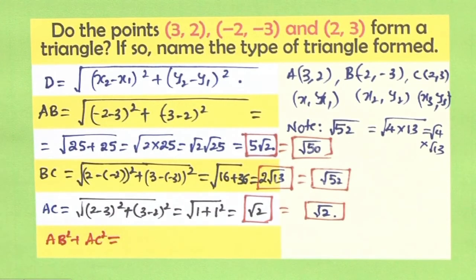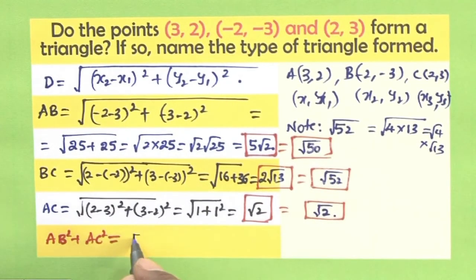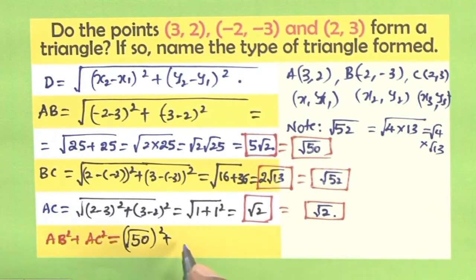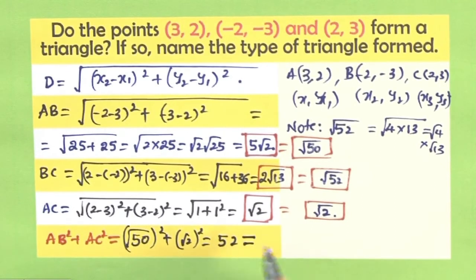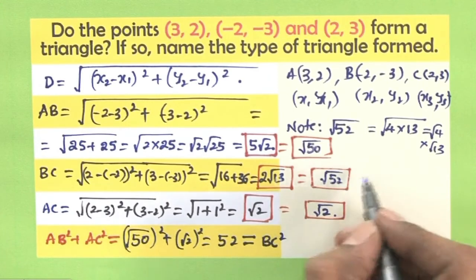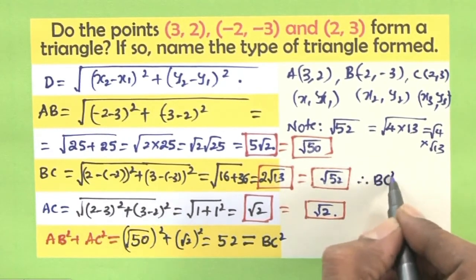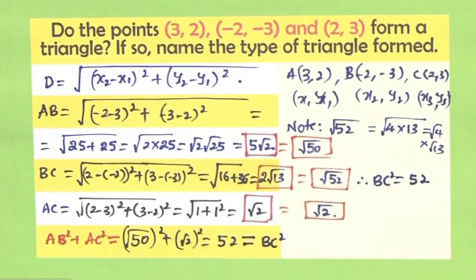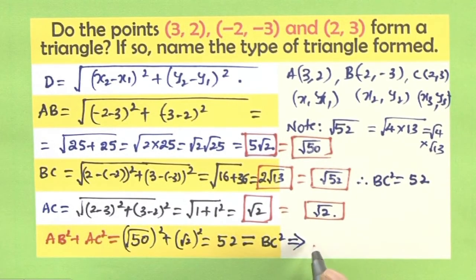So, if you observe carefully, AB square plus AC square is equal to, what is AB square? Root 50 whole square, that is 50. What is AC square? Root 2 whole square, that is 2. 50 plus 2 is 52. And that is equal to BC square. Is that correct? Why BC square? BC is root 52, therefore BC square is 52. So what is your conclusion from this? So this implies ABC is a right angle triangle like this.